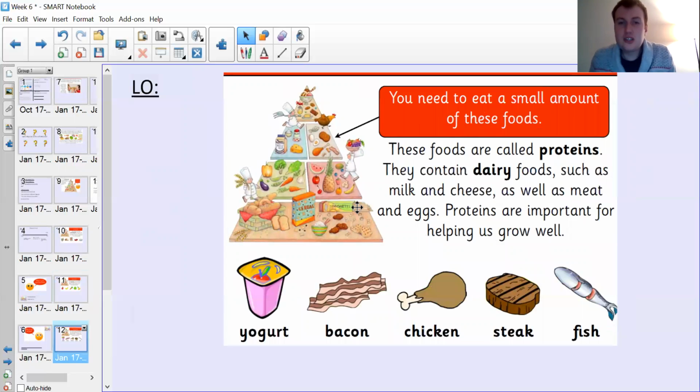So carbohydrates is all about energy, and fruit and veg is all about those vitamins and minerals. Next, you've got the things like yogurt, milk, and then bacon, chicken. So this is your dairy foods and your meat. This gives us this thing called protein. Protein is important because that's what helps us grow. So you need dairy and meat to help you with that, meat and dairy, yeah?